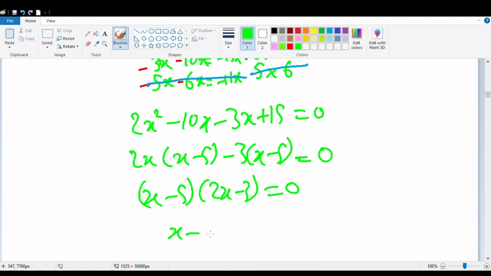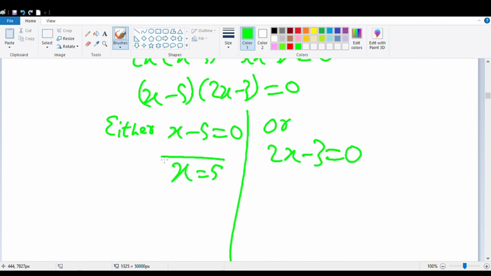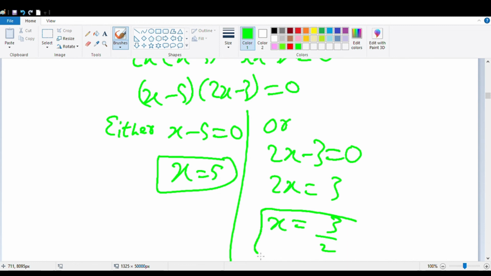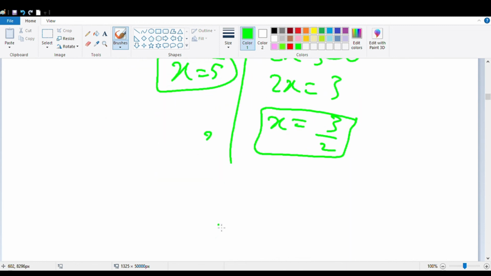And so either x minus 5 is equal to 0, or 2x minus 3 is equal to 0. So this way x is equal to 5. This way 2x is equal to 3, and x is equal to 3 divided by 2. So x is equal to 5 and 3 over 2.